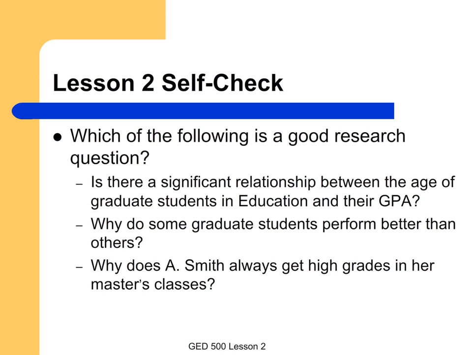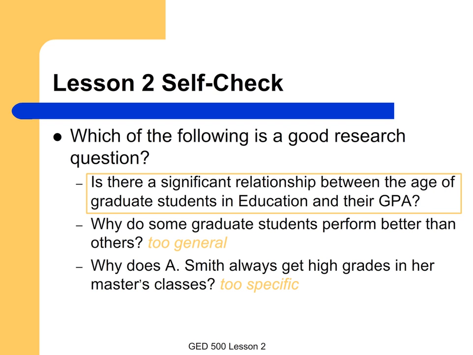Now let's look at which of the following is a good research question. You've seen examples now of specific, narrow, and just a good balance between the two. So take a look at these questions. Question 1: Is there a significant relationship between the age of graduate students in education and their GPA? Question 2: Why do some graduate students perform better than others? Question 3: Why does A. Smith always get high grades in her master's classes?